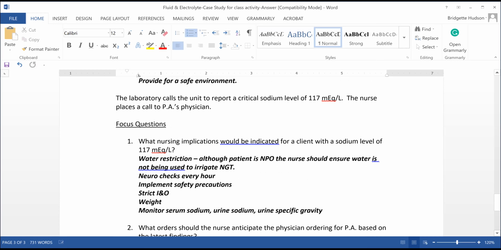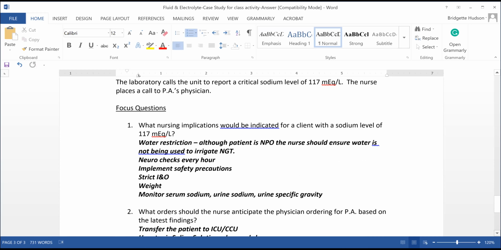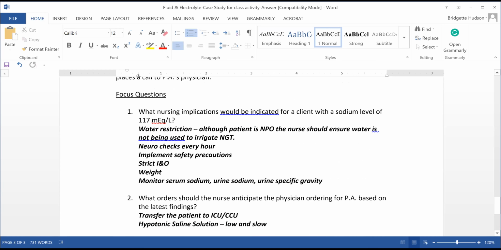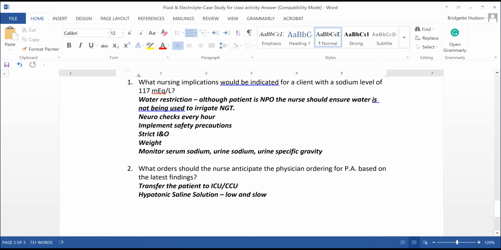All right, what orders should the nurse anticipate the physician ordering based on the latest findings? We've already said the 3% sodium, transfer to the ICU. Let's double check that. All right, let's verify in that IV fluids packet that we looked at in class.